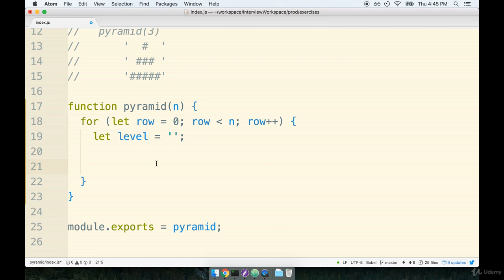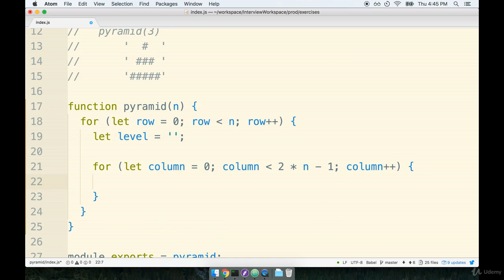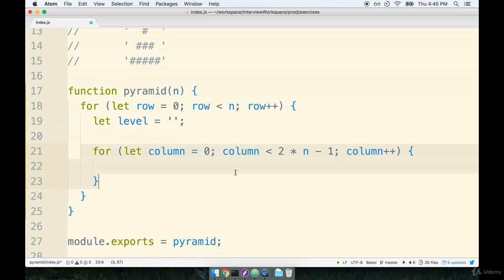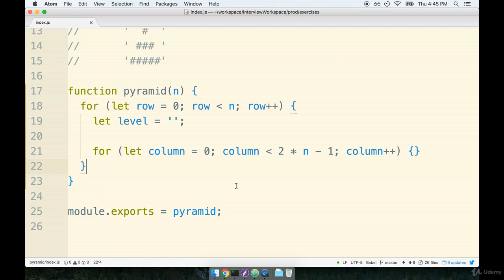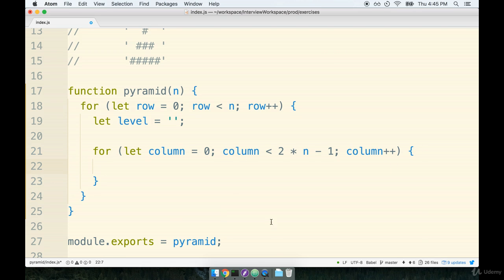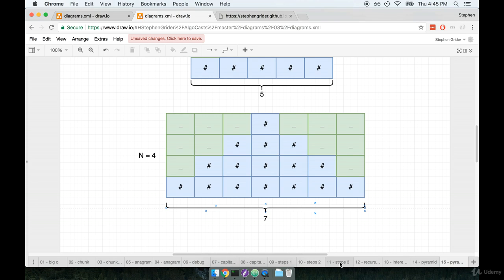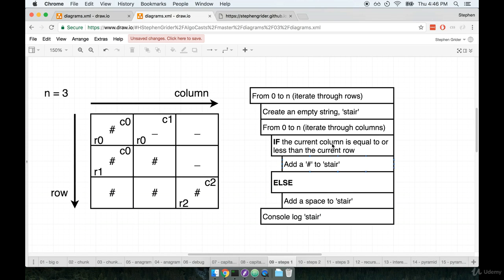All right, so back over here, we'll write out our inner for loop. We'll say for let column equal to 0, column less than 2 times n minus 1, column plus plus, like so. Okay, so this will take care of our correct number of columns. Now very quickly, we start to run into the next big issue. Previously when we worked through this problem, when it was all about steps, we had a very clear and easy comparison to make. We had said that if the current column is less than or equal to the current row, we should add a pound.